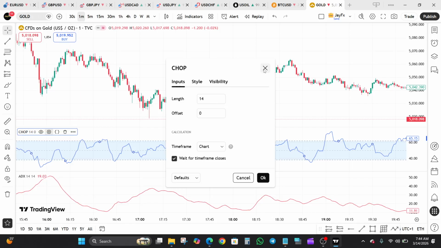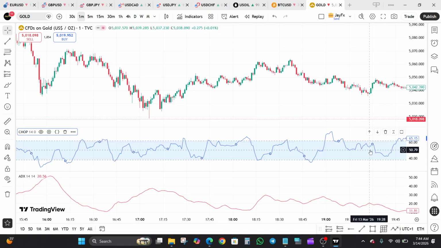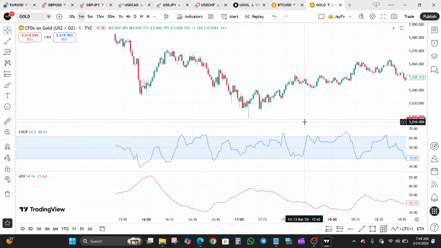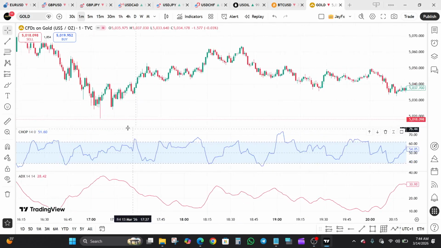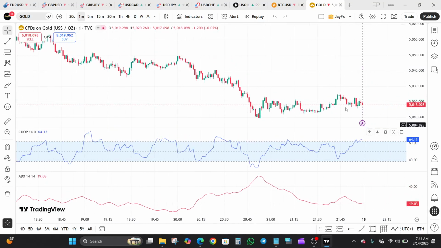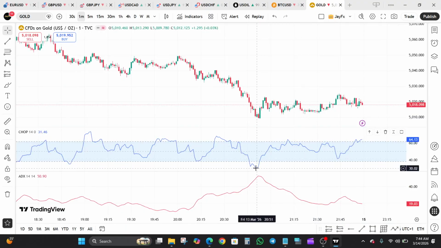So, higher readings on the Choppiness Index suggest that the market is moving sideways or consolidating. You can see what was happening here, right? You can see here again, right? While lower readings indicate that the market may be entering a stronger trend, as you can see.